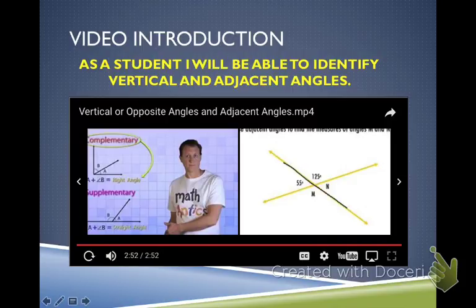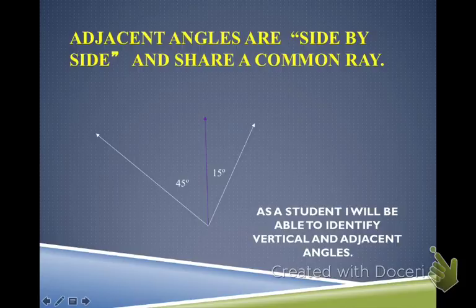Here we go. So what are adjacent angles? Quite simply, adjacent angles are side by side, and they share a common ray. Hint, graphic organizer. They are side by side and share a common ray. If you look at this purple line, that is the common fence or the common ray. Both angles share that fence, so they are side by side. That makes them adjacent angles.